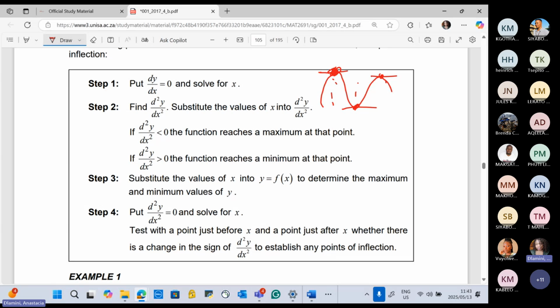Now that we have the x values, do we assume that x1, because it's positive, is a maximum? For example, x equals 1 and x equals 5. Do we assume that x2, which equals 5, is the maximum because it's higher than x1? No, because it tells you nothing about the change of the gradient. It only tells you the position of x. So what do we do then? We go to step 2.